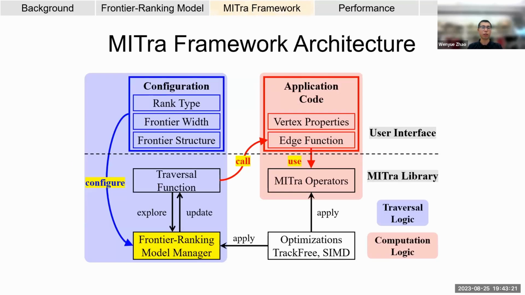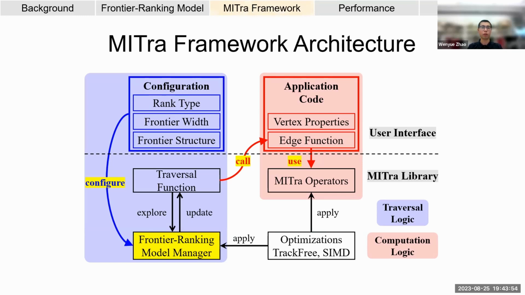Now let's take a closer look at the architecture of the Mitra framework. This diagram shows how the Mitra framework works under the hood. On top, we have the user interface for the user to configure the frontier ranking model by choosing parameters and plug in graph application code to express application-specific computation logic. In the edge function, arithmetic operators use Mitra operators provided by the Mitra library.